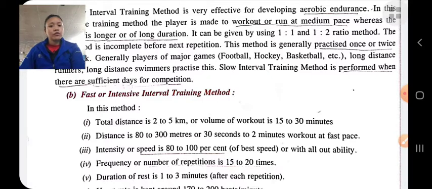In fast, or intensive, interval training methods, the duration of workout is 15 to 30 minutes, or 2 to 5 kilometers. We do the activity with maximum speed, 80 to 100%, or with all-out ability. The duration of rest is 1 to 3 minutes in between the workout, and this is good for developing anaerobic endurance.